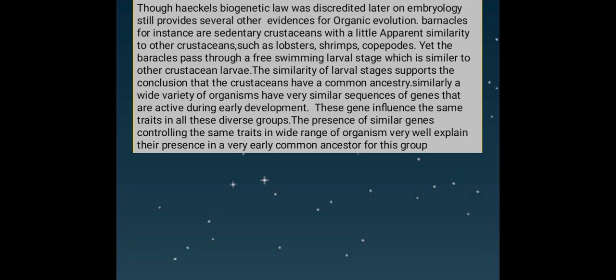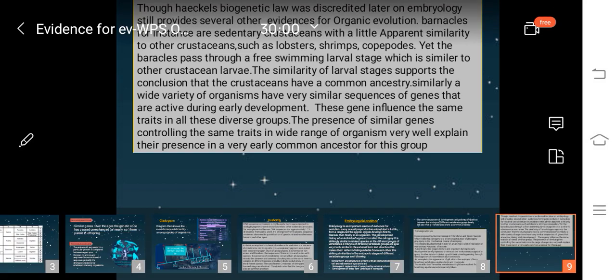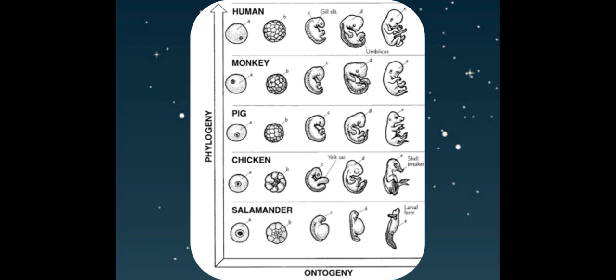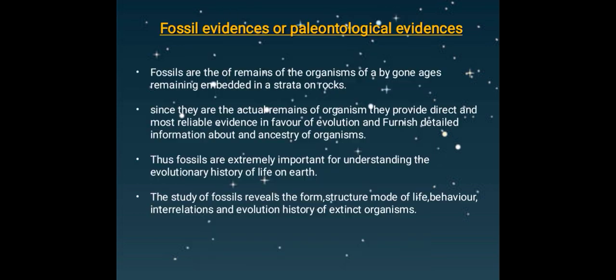Similarly, a wide variety of organisms have a very similar sequence of genes that are active during early development. These genes influence the same traits in all these diverse groups. The presence of similar genes controlling the same traits in a wide range of organisms is very well explained by their presence in a very early common ancestor of this group. Human, monkey, pig, chicken, salamander: phylogeny and ontogeny. This shows the recapitulation theory.